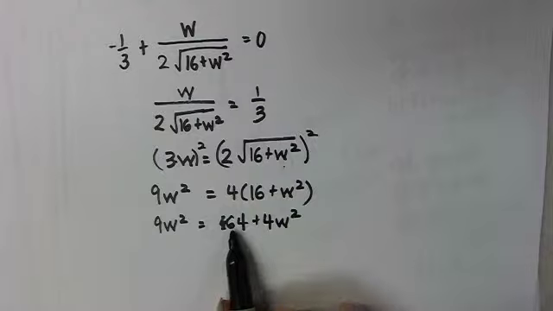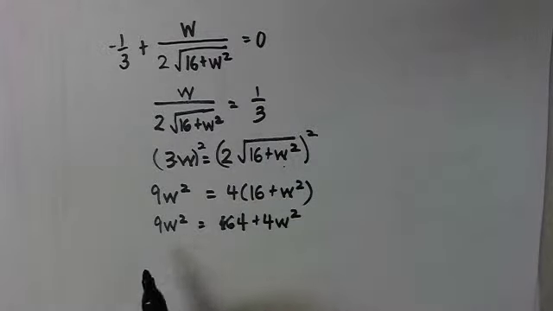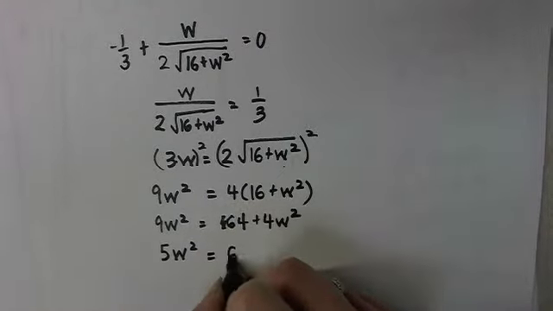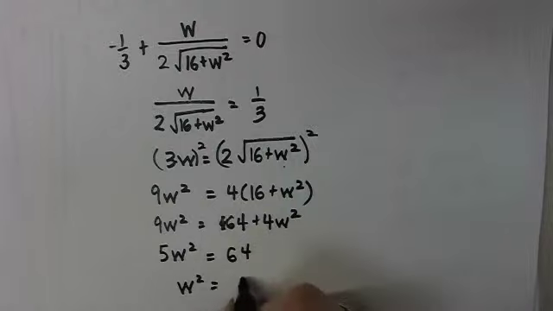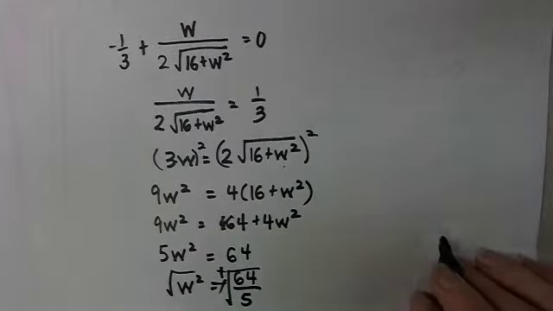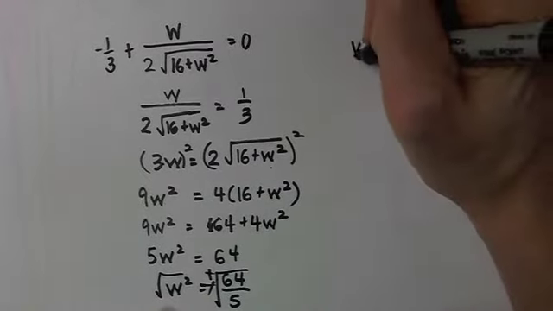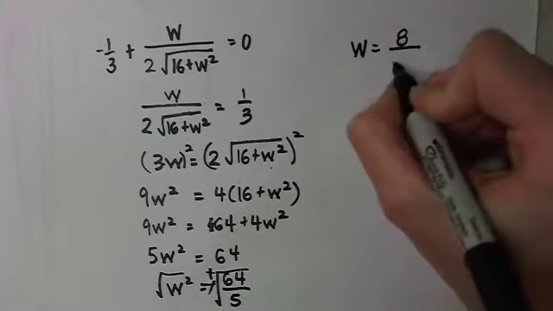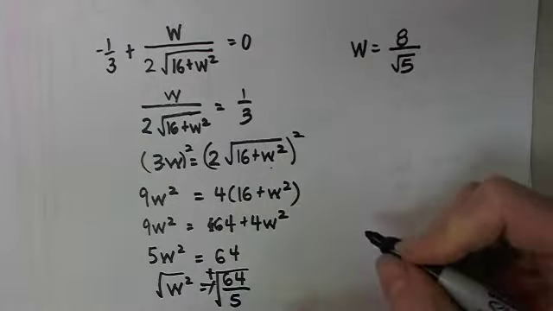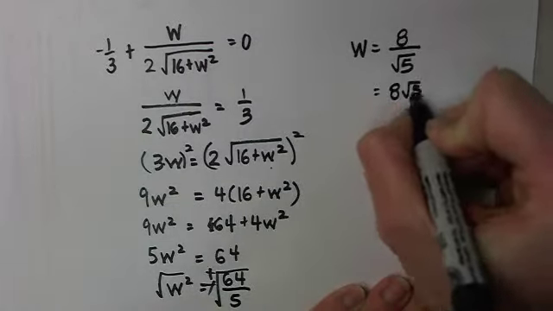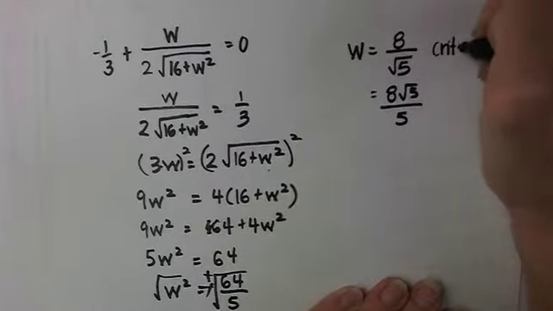I have w squared and a constant, so if I subtract the 4w squared over to the other side, we'll be able to essentially solve using the square root property. So we get 5w squared equals 64. Divide both sides by 5, and we get that w squared is 64 over 5. Take the square root of both sides, plus or minus. We're talking about distances, so the negative doesn't make sense. So our critical number is the square root of 64, which is 8, over the square root of 5. You could rationalize that if you want. It's not necessary, but if you did, that would simply be 8 square root of 5 over 5. So there's our critical number.